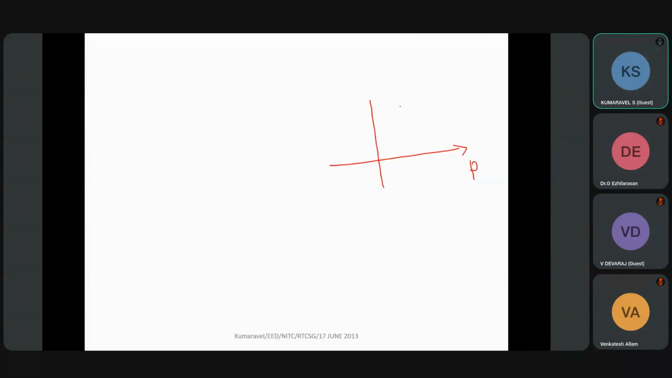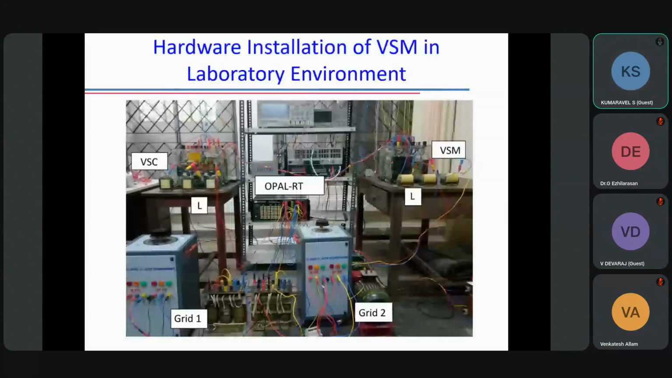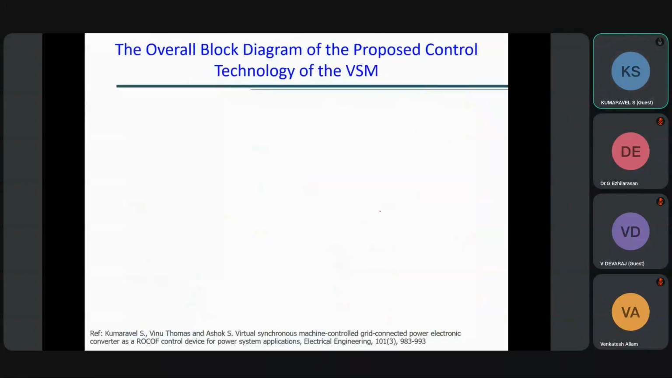P and Q, you can operate anywhere in the quadrant. Anywhere in the quadrant: positive real power and positive reactive power, or positive real power and negative reactive power. Anywhere you can operate. That is one of the unique features of your virtual synchronous machine. Okay. So this is the hardware setup we have done at NIT Calicut.